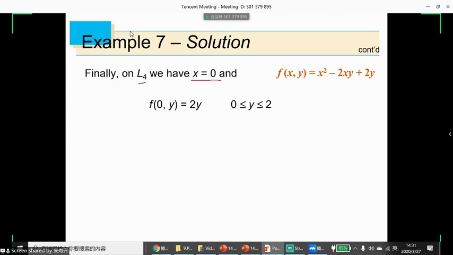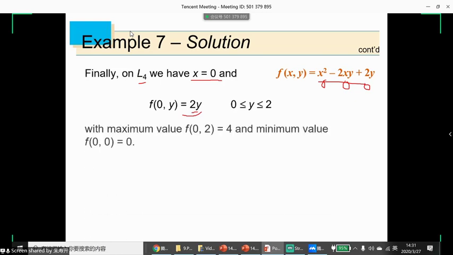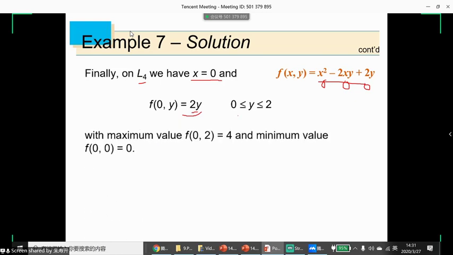And then the last boundary is L4, x equals 0. We take this in this function, and this is 0, this is 0, so there is only 2y. This is an increasing function. So this is the minimum, this is the maximum point. The maximum value is 4, and the minimum value is 0.